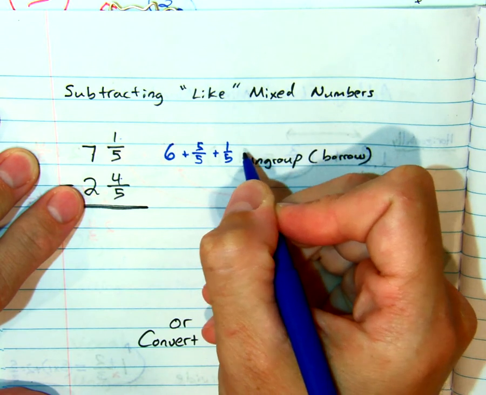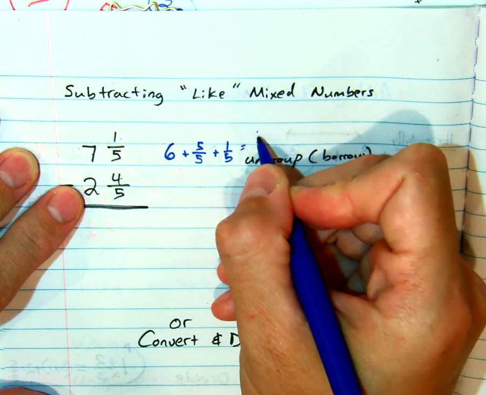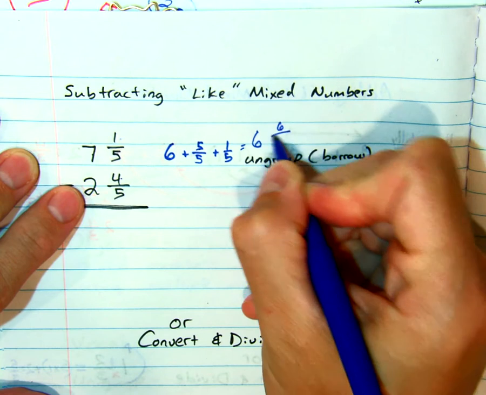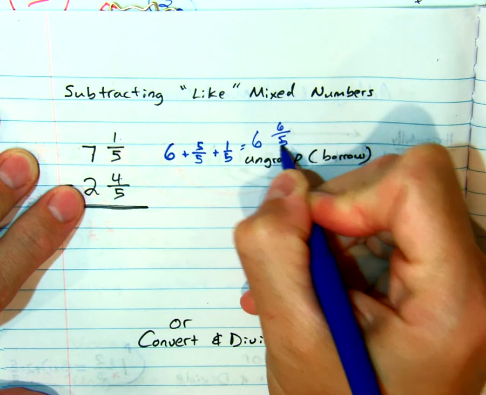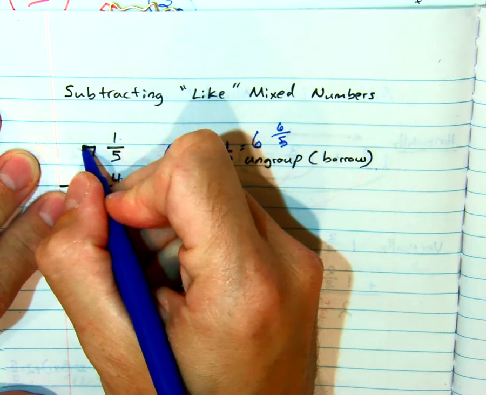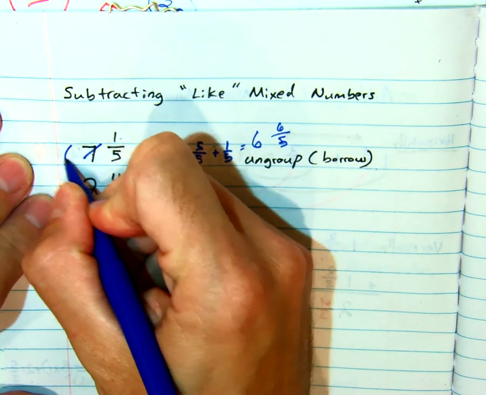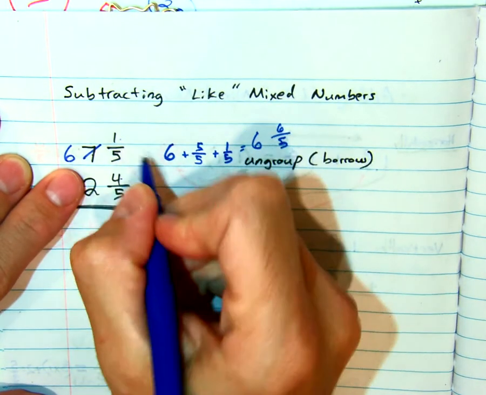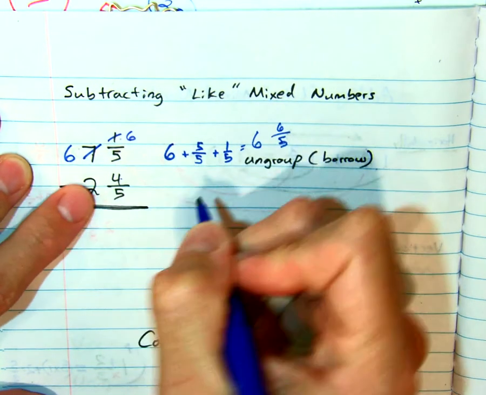That gets us to 6/5. So we are ungrouping, we're borrowing. So I'm going to cross that out, turn that into a 6, and my 1 turns into a 6. So now I can subtract.